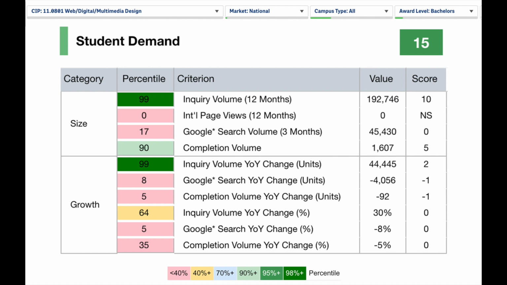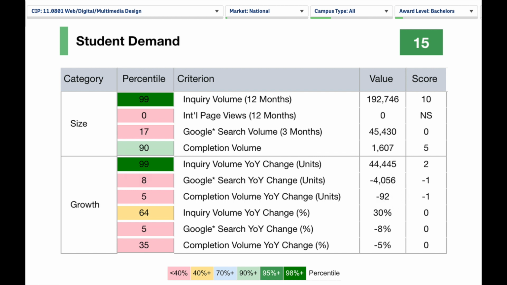For web and multimedia design, inquiries indicate robust student demand. The value of 192,746 is in the 99th percentile. On the other hand, Google search volume is very low, in the 17th percentile. Lastly, many students have finished this program, with completions volume in the 90th percentile. In terms of growth, the year-over-year unit rise in inquiries is in the top 1% of all programs, or the 99th percentile, while both Google searches and completions are down.